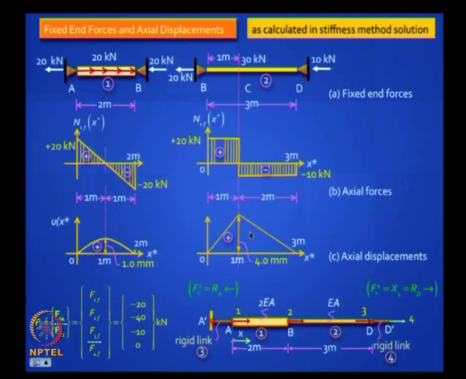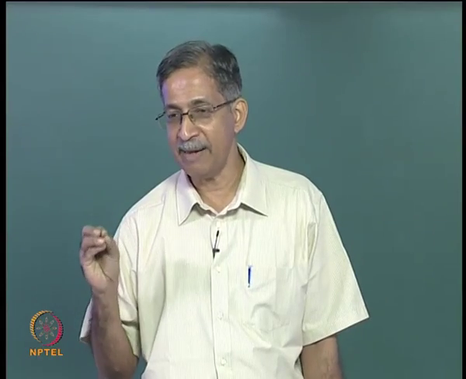In addition, you must keep in store all these axial force distributions and the axial displacement distribution. Any doubts on this? We have done the analysis earlier, we are just picking up manually F1, F2, F3. Any doubts? Shall I explain once more or is it clear? Clear, good.